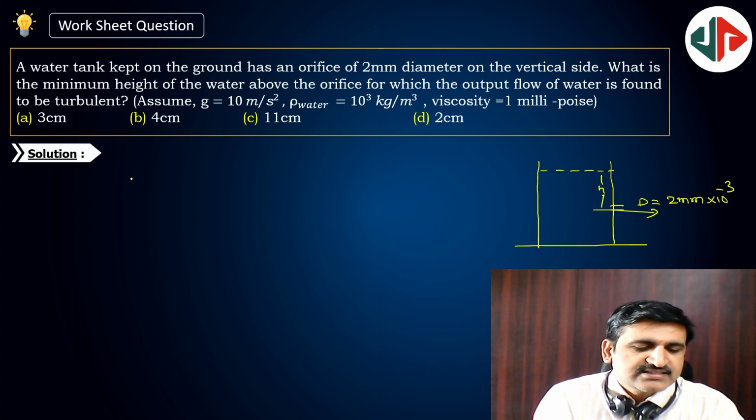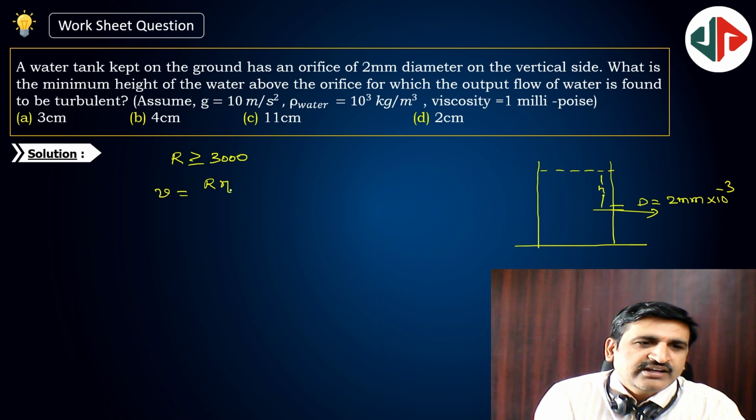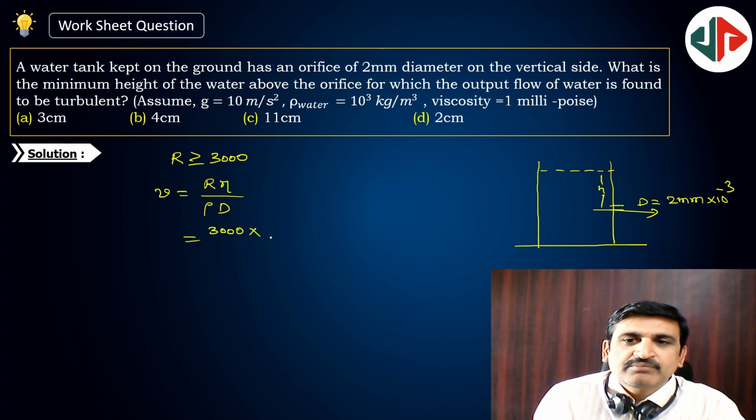Turbulent means Reynolds number must be greater than or equal to 3000. And we have velocity with that, V is equal to R eta by rho D. R value 3000, eta value 1 millipoise, 10 power minus 3, by rho is 10 to the power of 3 into D is 2 into 10 to the power of minus 3. So this will go, this will go, and it will come 1.5 meter per second.